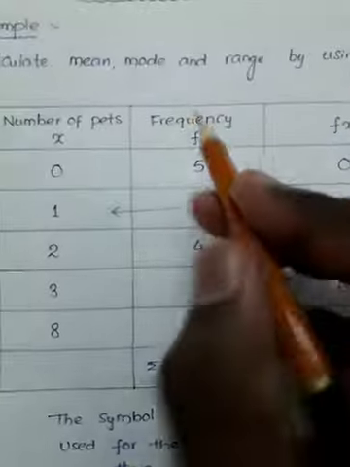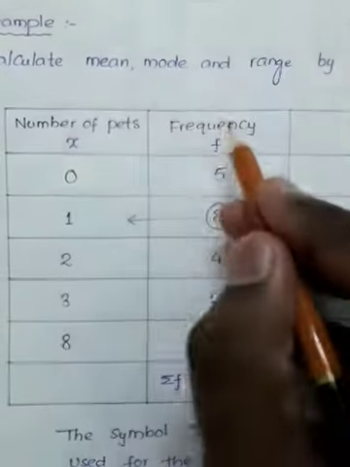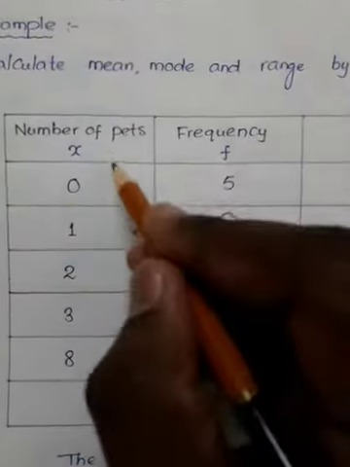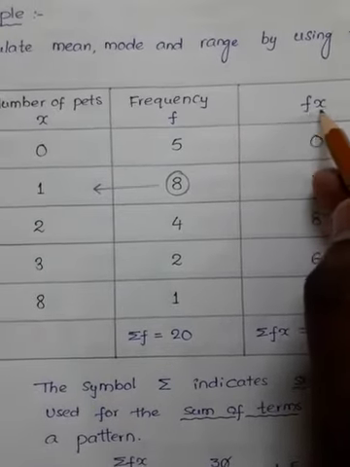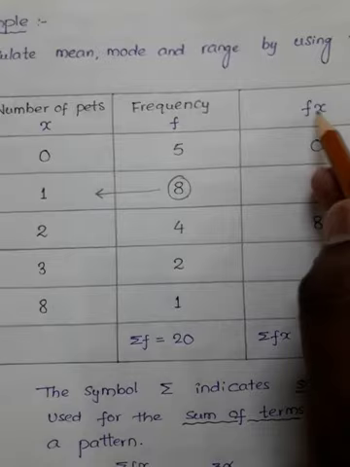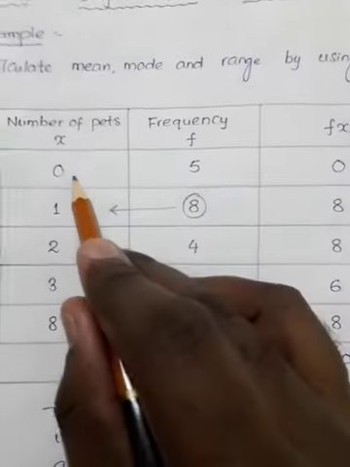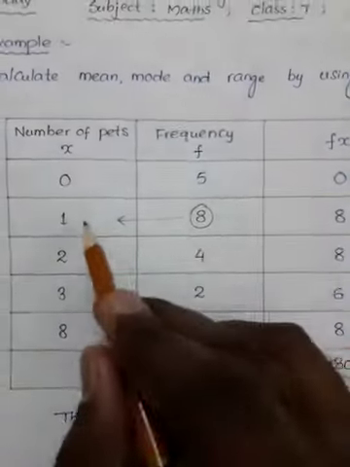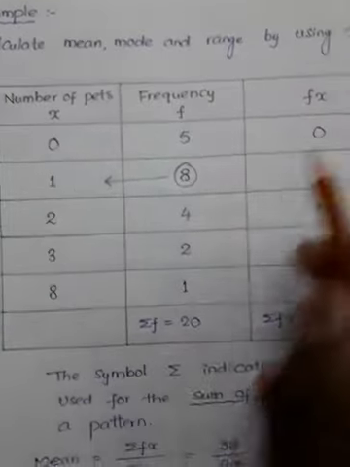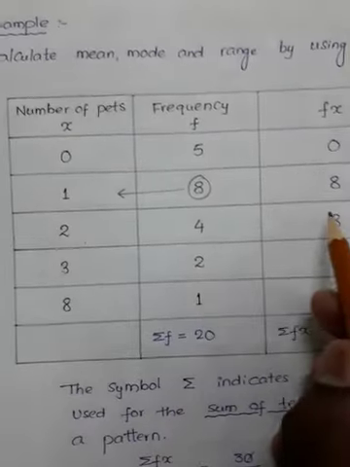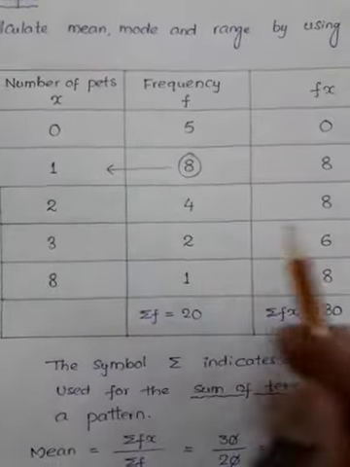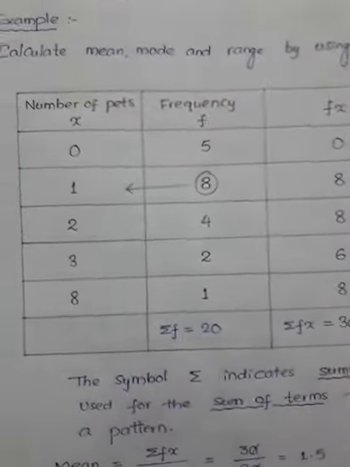First of all, frequency is denoted with f, the numbers given in the beginning. One more column is denoted with x. We need to find fx. Fx means multiply, because there is no symbol between f and x. 0 multiplied by 5 equals 0, 1 multiplied by 8 equals 8, 2 multiplied by 4 equals 8, 3 multiplied by 2 equals 6, 8 multiplied by 1 equals 8.